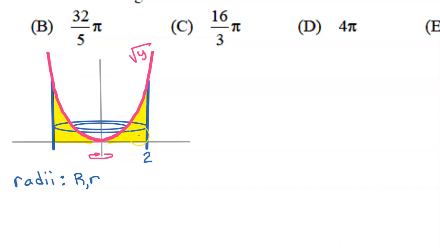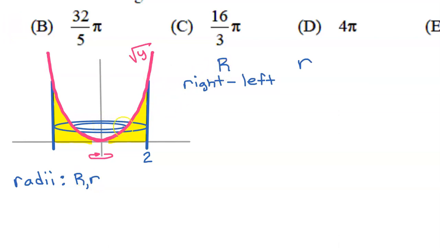Finding the volume of the solid is a three-step process. Step 1 is to find an expression for both radii of the washer. We will need an expression for the radius of the outer disk, which I will call big R, and we need an expression for the radius of the inner disk, which I will call small r. Let's start with big R.